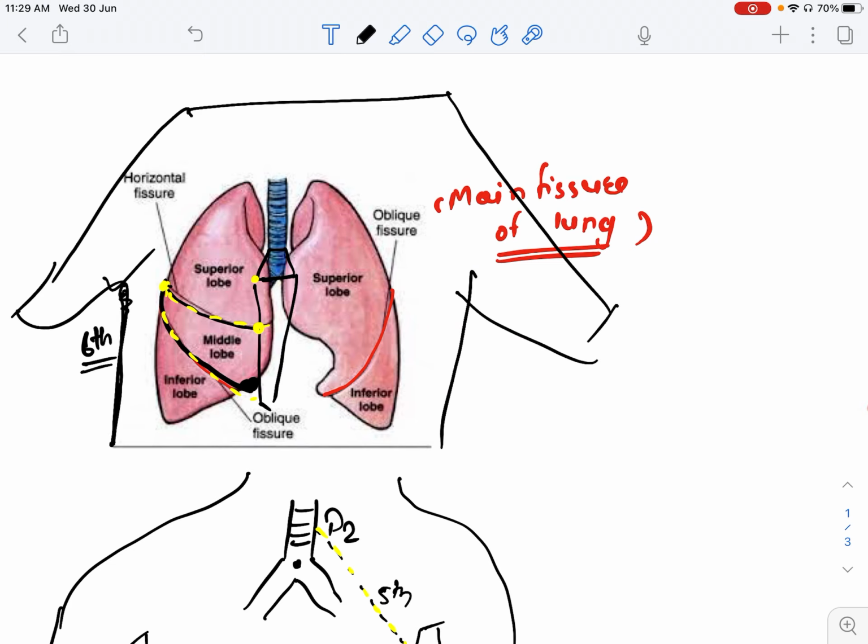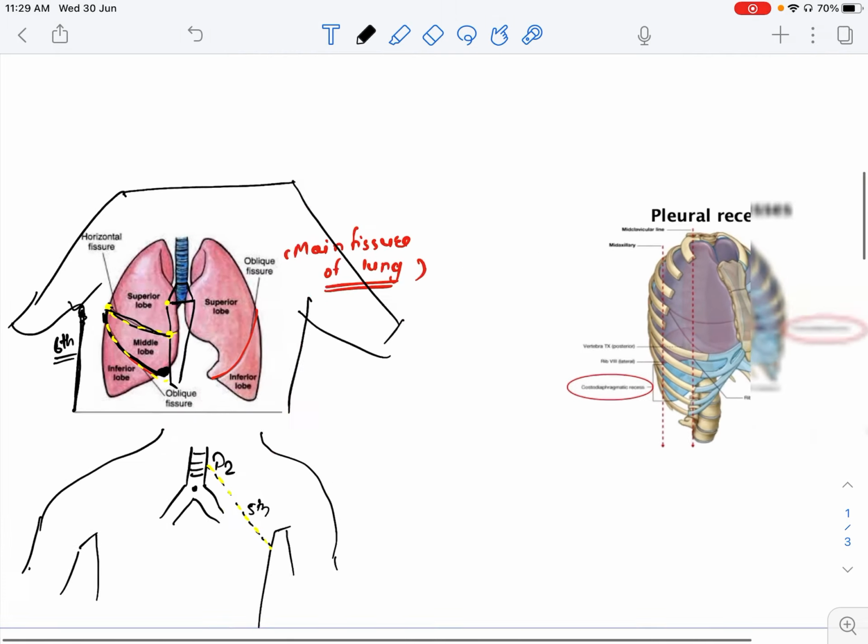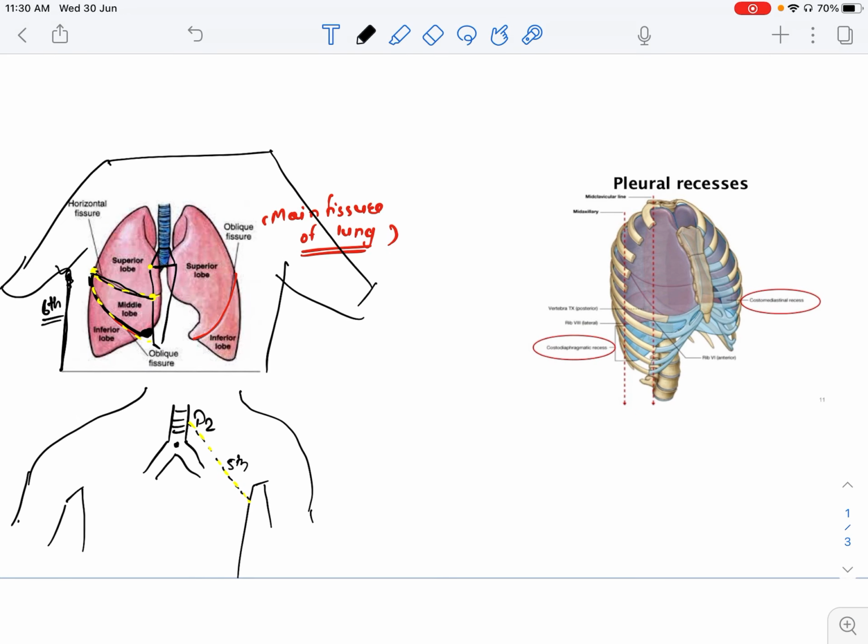So from the fourth costal cartilage, the transverse fissure will run horizontally to meet the main fissure, the oblique fissure, in the mid-axillary line. So I think we are quite clear with the two kinds of fissure in the lung. First is the main fissure or oblique fissure. Second is the transverse fissure or horizontal fissure.